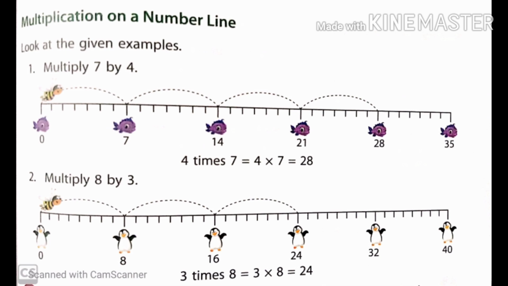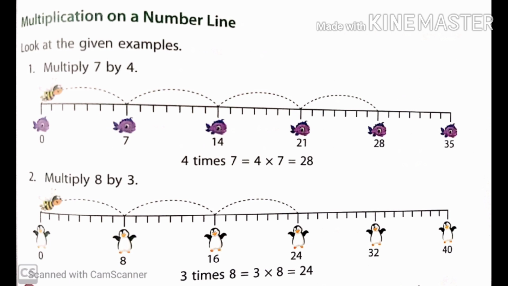Now see, multiplication on a number line. Look at the given examples. Like number 1, multiply 7 by 4. Here it is a number line which is starting from 0 and it is ending till 35. Now there is a honeybee who is flying 4 times 7. That means we are multiplying 7 into 4 or 4 into 7. We'll get the answer same.